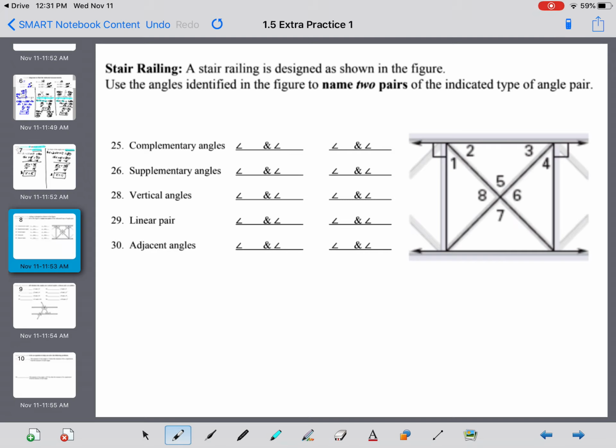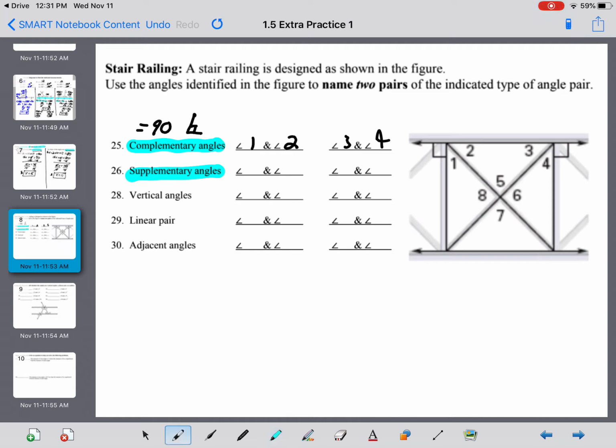Stair railing. A stair railing is designed as shown in the figure. Use the angles identified in the figure to name two pairs of the indicated type of angle pair. Okay, so the first one is complementary angles. They equal 90 degrees, and remember, those are our right angles. I see right angles in the top corners, here and here, and that's generated by angle 1 and angle 2, and angle 3 and angle 4. So those are your complementary angles.